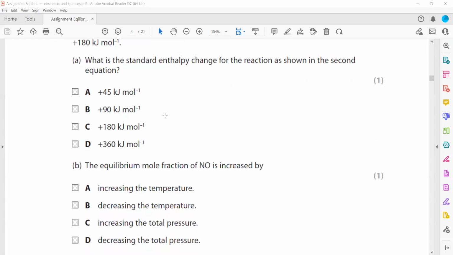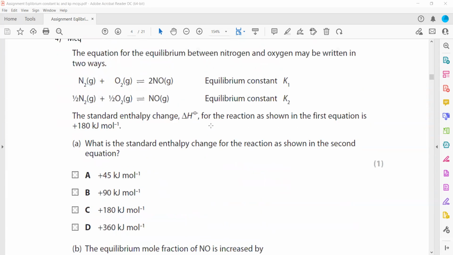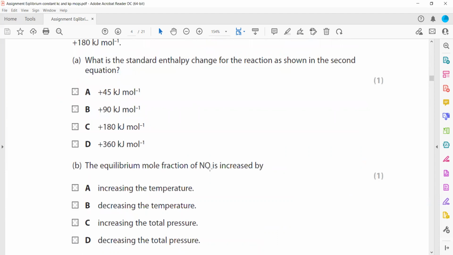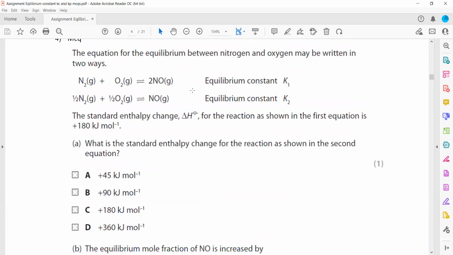The second part: the equilibrium mole fraction of NO is increased by, like, how can we shift the equilibrium towards the right hand side? This forward reaction is endothermic. For an endothermic reaction, if we increase the temperature, the equilibrium will shift towards the right hand side. And what about the pressure? The pressure does not have any effect on mole fraction here. Why? Because we have equal moles of reactant and product.